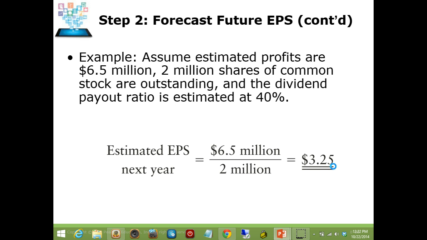Okay, so step 2, forecast the future earnings per share. Here we have our estimated profits and we have our outstanding shares, so this is what actually gets us that earnings per share. Now, if you develop this estimate yourself and you feel it's more accurate and that most people don't know it, then that's something you could buy the stock on. But if the company comes out and says, this is what we expect our earnings to be, as soon as they tell everybody, the stock price goes up.